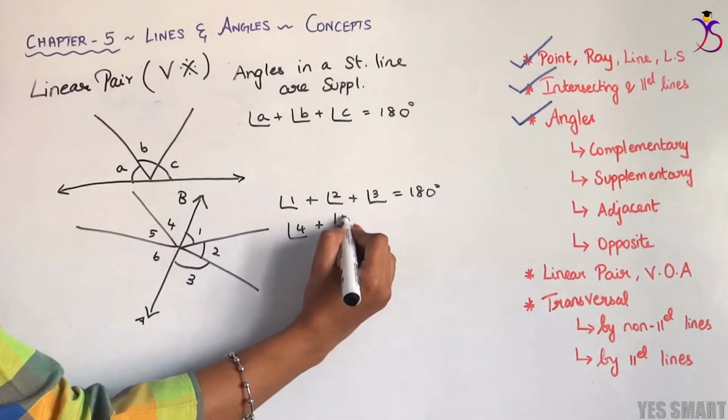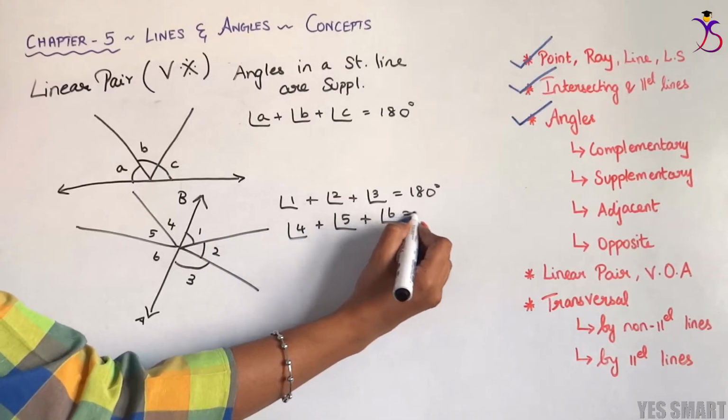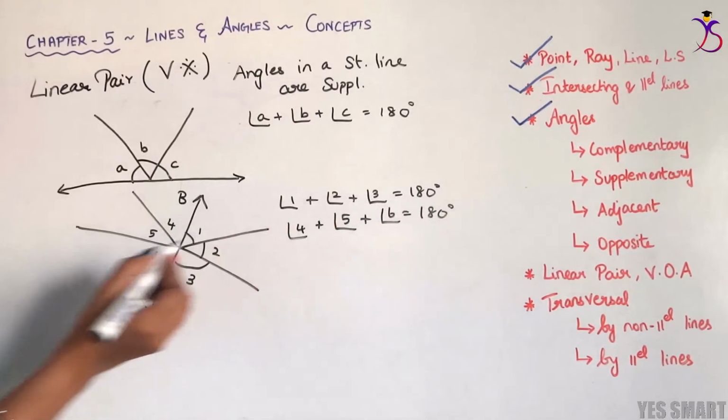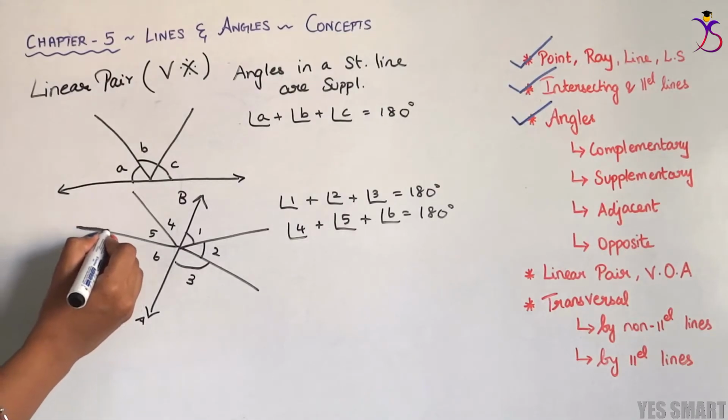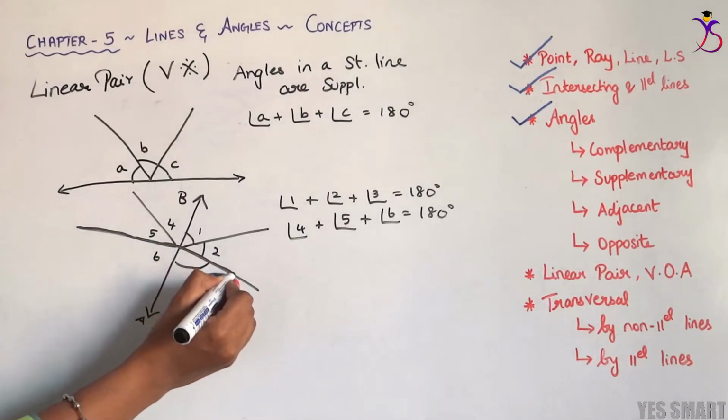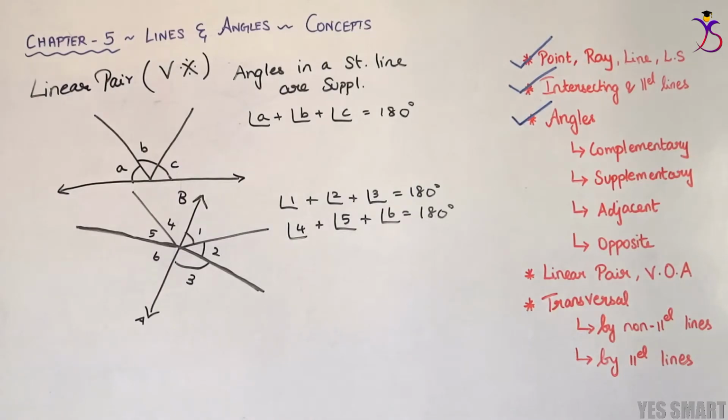straight line. It is not mandatory that the ray should be slanting or straight or whatever it is. The ray can be in any direction. So the direction of the ray doesn't matter. The only thing we have to focus on is that the angles should be formed on a straight line.